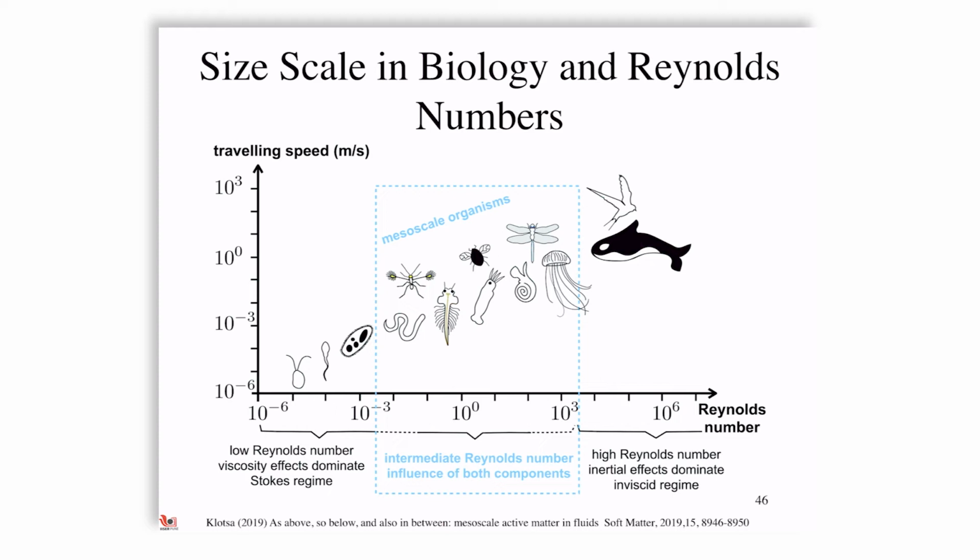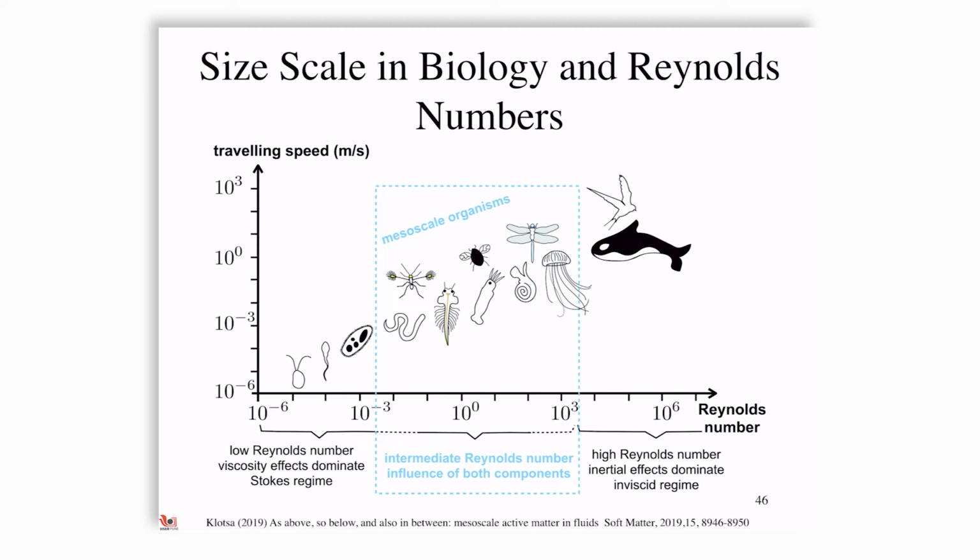Viscous drag is not that important. We also refer to it as the inviscid regime. This is a figure taken from Klotzer and company, Klotzer in 2019, a review in Soft Matter.